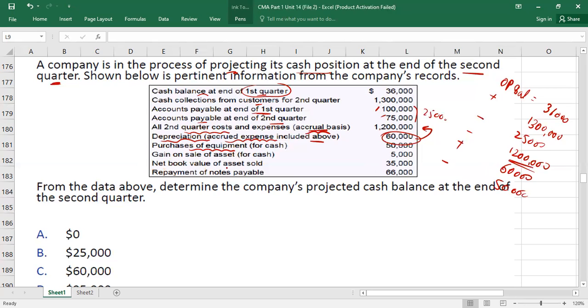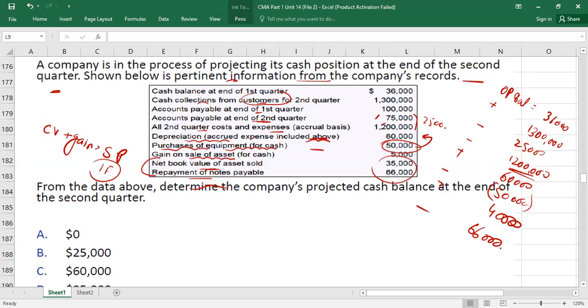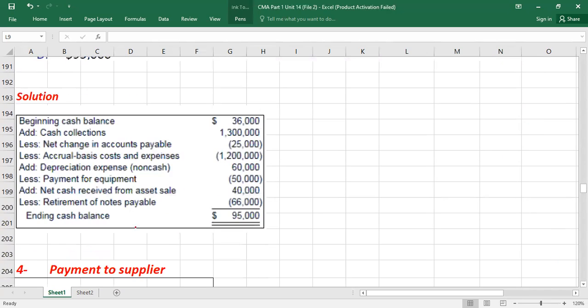Then net book value of assets sold. And you are given a gain on assets sold, and you have a net book value. I told you if you have a gain and carrying value, you will take carrying value plus gain, which is equal to selling price. And the selling price you will write as an inflow. So you will add these two values, 5 plus 35,000, it is 40,000. So you will add that. Understood? Then you have repayments of the notes payable. Simply, you have repaid the principal value. So it is your outflow, 66,000. So this is going to be the final cash balance at the end of the quarter. And the answer is going to be 95,000. Okay, I hope it is clear.